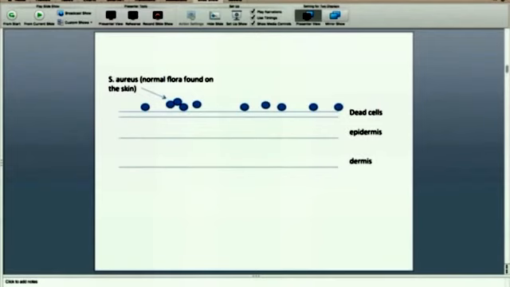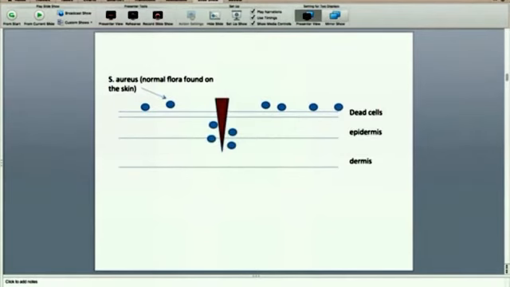So the normal situation, and this would be for the first exposure, like for a baby, is that there's Staph aureus on the skin. It's normal flora. And the structure of the skin is that there are dead cells, the cornified layer on the outside, then the epidermis and the dermis.